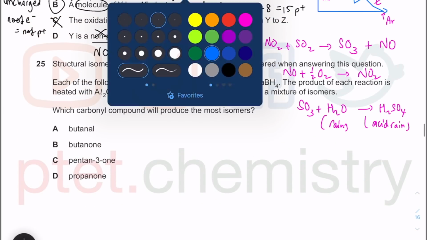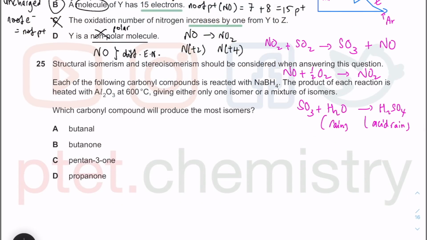Question 25, we are moving on to organic chemistry now. So structural isomerism and stereoisomerism, we need to consider those things. Each of these carbonyl compounds is reacted with NaBH4. This is a reducing agent, and when we reduce that, we are going to get butan-1-ol, which is a primary alcohol.